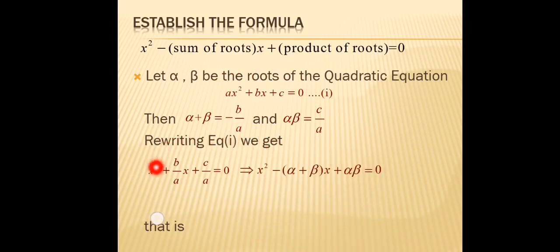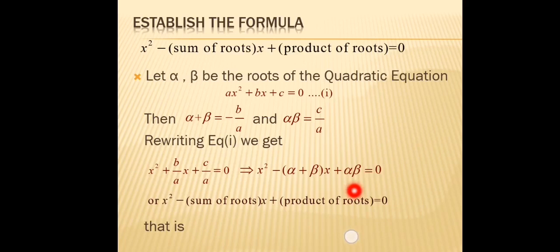Now b by a, since we know that minus b by a is the value of alpha plus beta and c by a is the value of alpha beta, so we can replace this equation by x square minus alpha plus beta into x plus alpha beta. Here we have plus b by a, so this minus into minus b by a will be plus b by a. So x square minus bracket alpha plus beta into x plus alpha beta is equal to 0 is the required formula which we can use to find out the required quadratic equation if another quadratic equation is given to us.